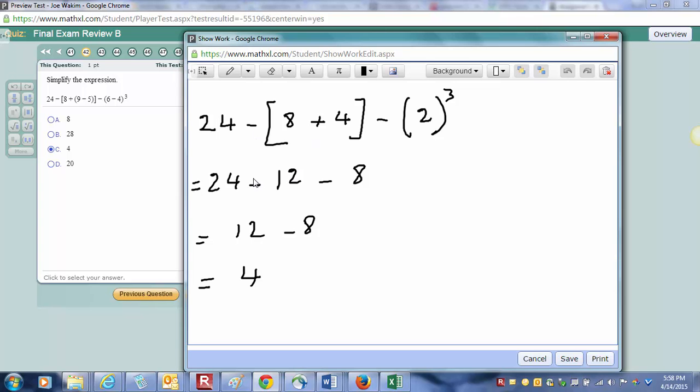There's a minus sign here. Now 2 times 2 is 4, times 2 is 8, so that's 8.